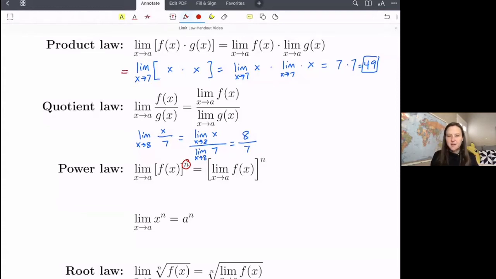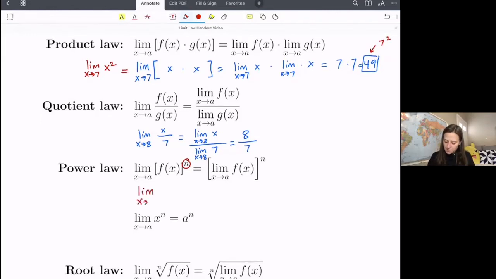When I was doing the limit as x approaches 7 of x times x, I was really taking the limit as x approaches 7 of x squared. And in the end, we ended up taking 7 and squaring it. So this is essentially what this law says, that if we have the limit as x approaches 5 of x cubed, we could take the limit as x approaches 5 of x and then cube it. So that would just be limit as x approaches 5 of x is 5, and that's 125. So that essentially gives us this power law. It's going to help us in evaluating limits of polynomials.